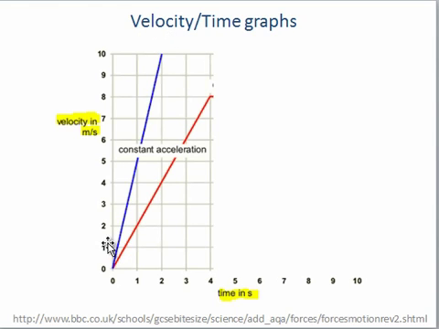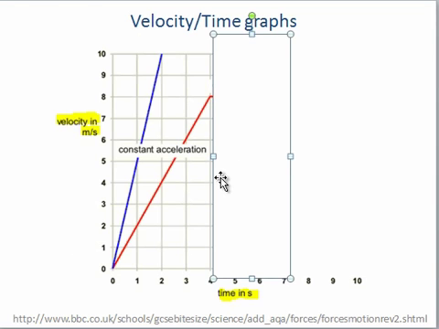So the blue part of the graph has a much faster acceleration than the red part of the graph. So if we're thinking about cars, the blue part might be reaching 0 to 60 in less time than the red part of the graph.